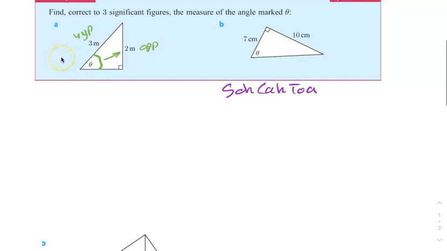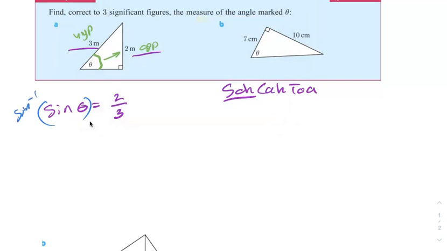So we go, okay, I have opposite and hypotenuse, so that's going to be SOH. So sine of theta. Theta is just a variable. We tend to use theta when it's angles. We use Greek letters when it's angles generally. Equals opposite 2 over hypotenuse 3. And then we want to solve this. We're going to do inverse sine of both sides.